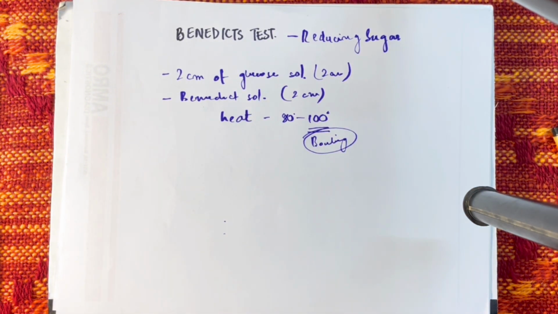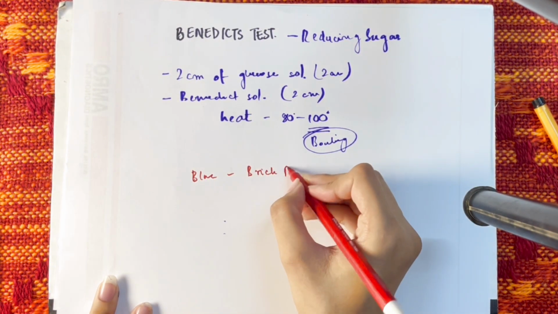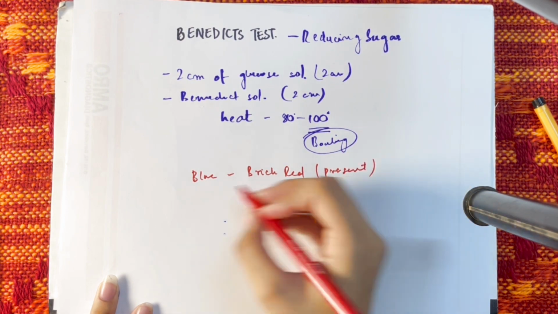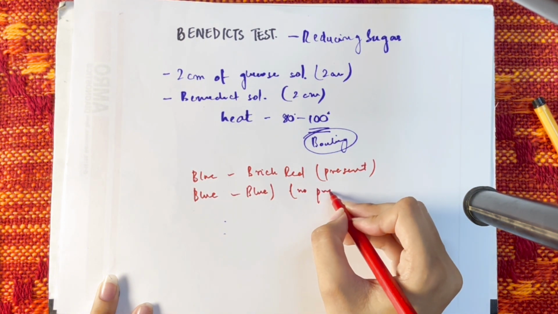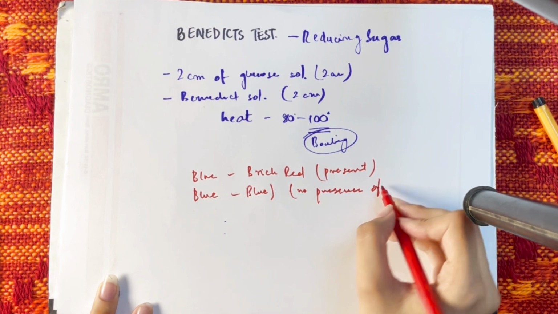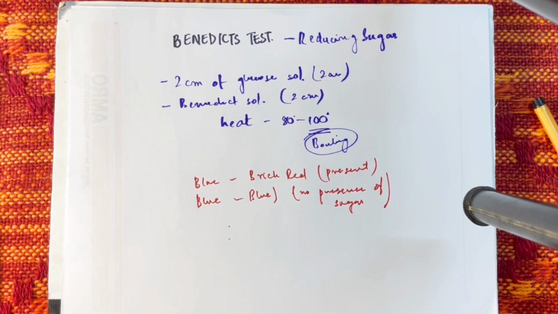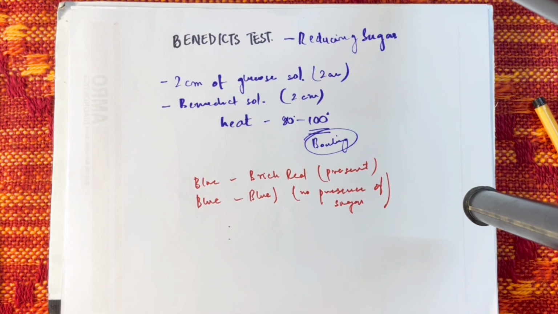And then you will observe that there is a color change. If the color changes from blue to brick red, we say that there is the reducing sugar present. But if the blue remains blue, then there is no presence of sugar. By now, you must have learned that whenever there is a change of color in the test, we say that a substance is present, and whenever there is no change of the color, we say that the substance is absent.